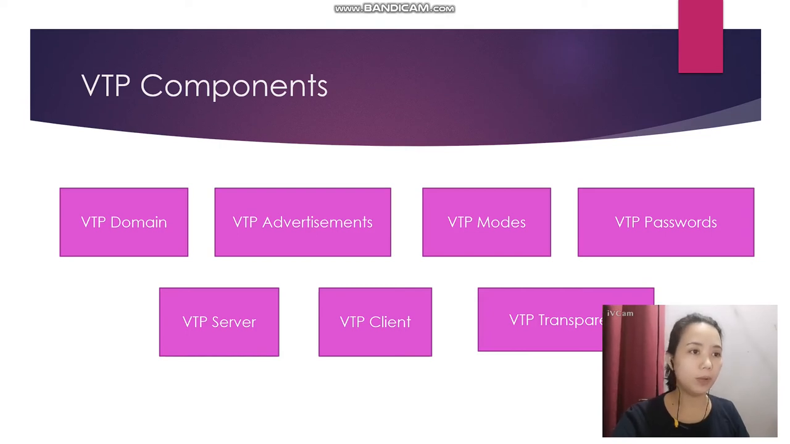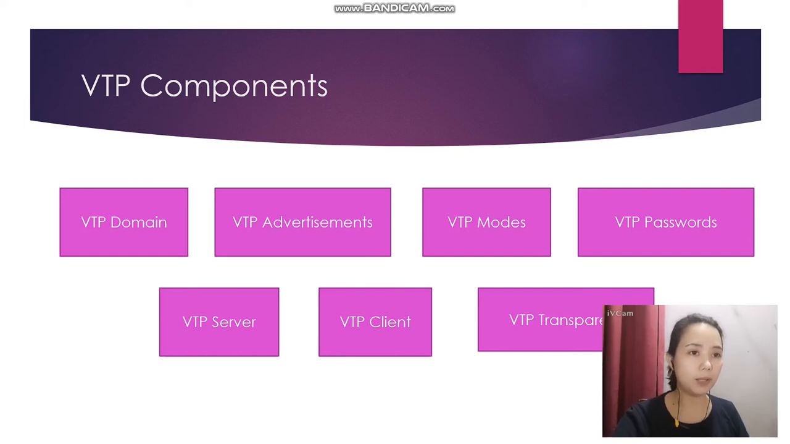The VTP domain consists of one or more interconnected switches. All switches in a domain share VLAN configuration details using VTP advertisement. Switches that are in different VTP domains do not exchange VTP messages. A router or a layer 3 switch defines the boundary of each domain.